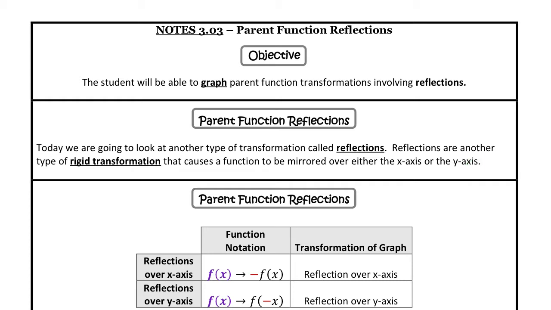Reflections are another rigid transformation. If you remember from, I think, 2 classes ago, a rigid transformation is something that moves the position of the graph, but it doesn't change the shape or the size of it. But a reflection is something that causes a function to be mirrored, and the point of reflection is either going to be the x-axis or the y-axis.